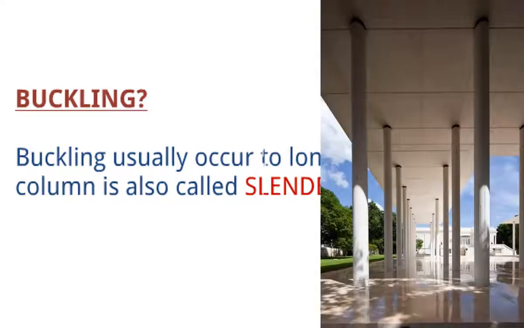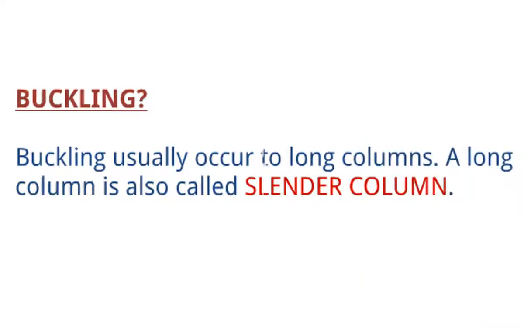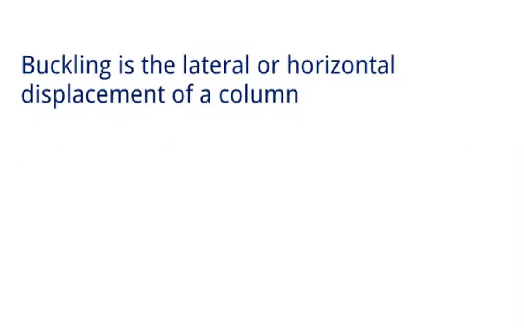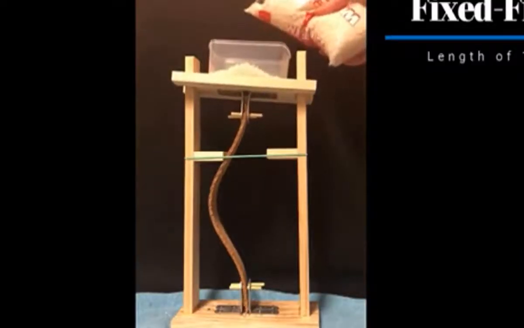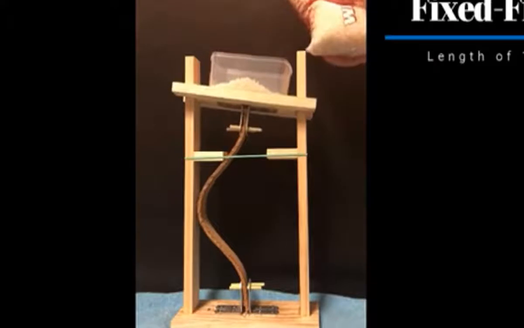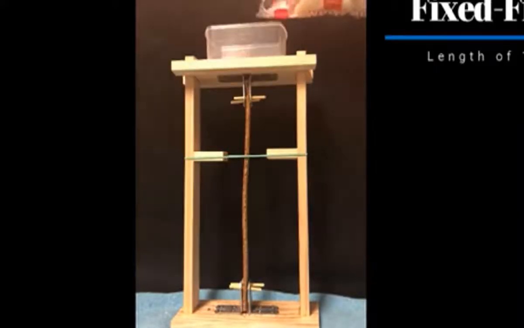The higher the slenderness of a column, the lower its load carrying capacity will be, and such a column can buckle even under a small reasonable loading because they are unstable. In simple terms, buckling is the lateral or horizontal displacement of a column. Due to the slenderness, the column will bend sideways even under a smaller loading compared to that applied to the short column.